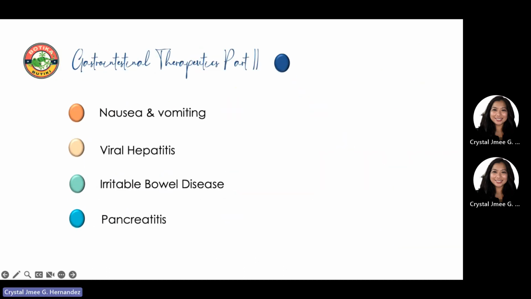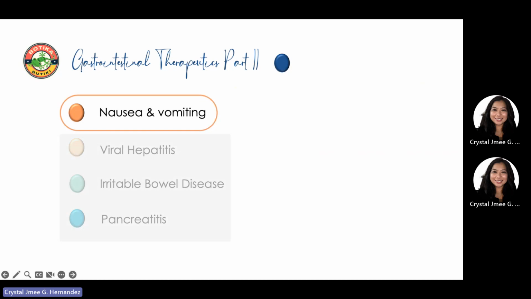So for part 2 of our gastrointestinal therapeutics, we will be focusing on the discussion of nausea and vomiting, viral hepatitis, irritable bowel disease, and pancreatitis. For now, let's focus on nausea and vomiting.